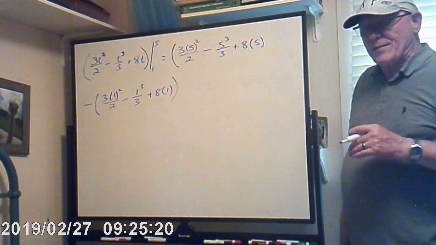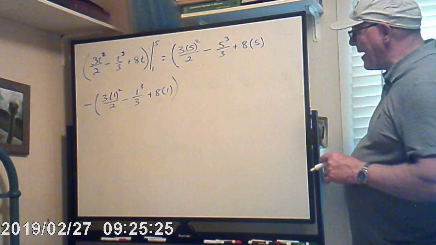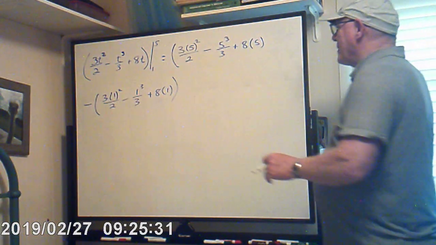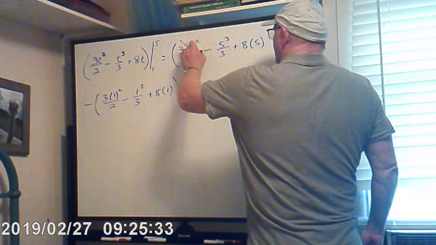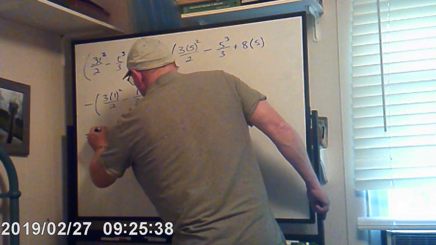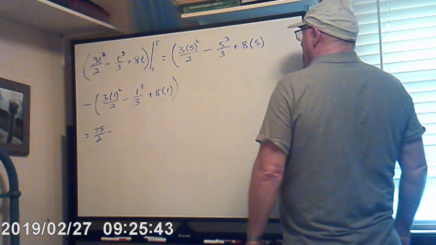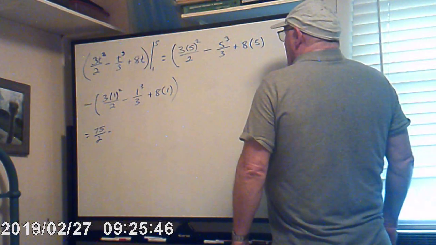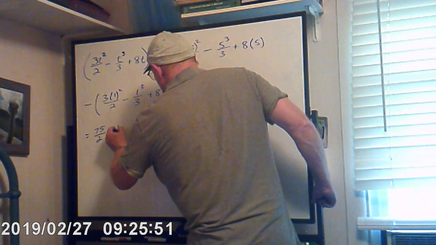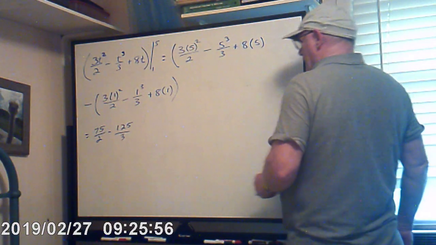If you're dealing with AP Calculus AB, this may be all you have to do, but I'm going to go ahead and find the answer anyway. Remember 5 squared first, so 5 squared is 25 times 3, which is 75, so 75 over 2, minus 5 cubed is 125, so minus 125 over 3, plus 40.